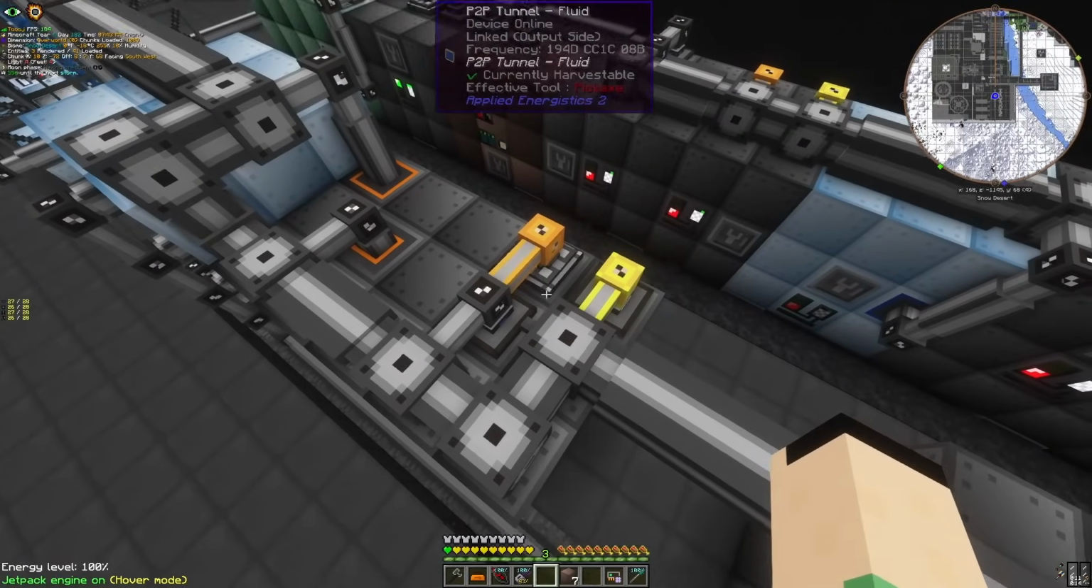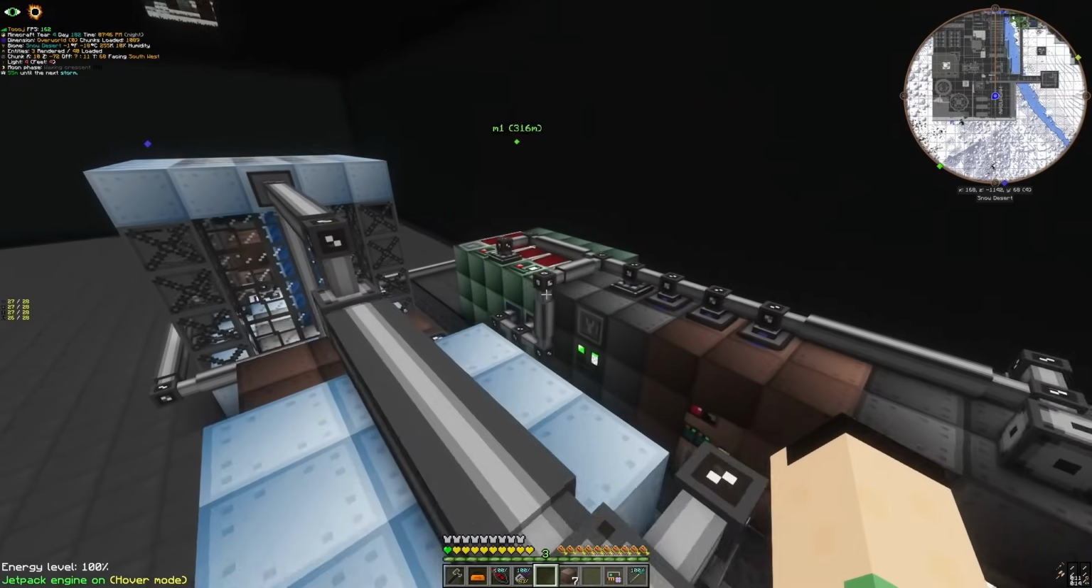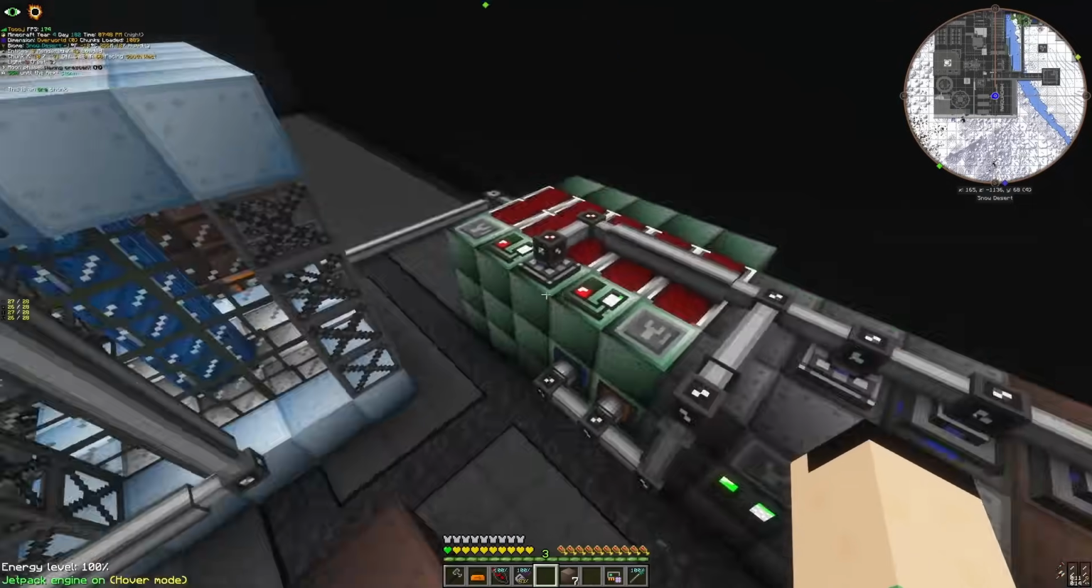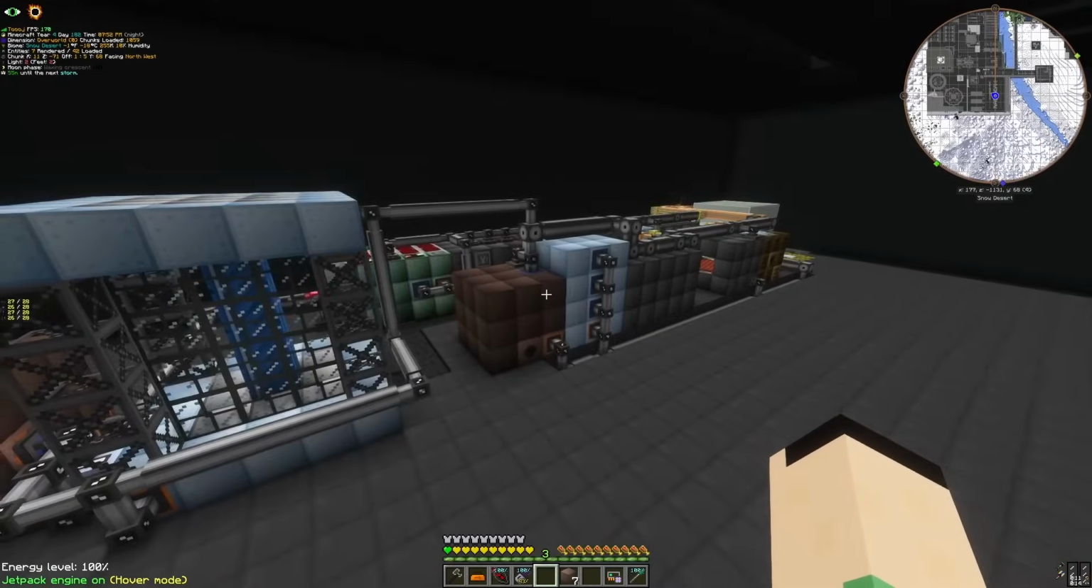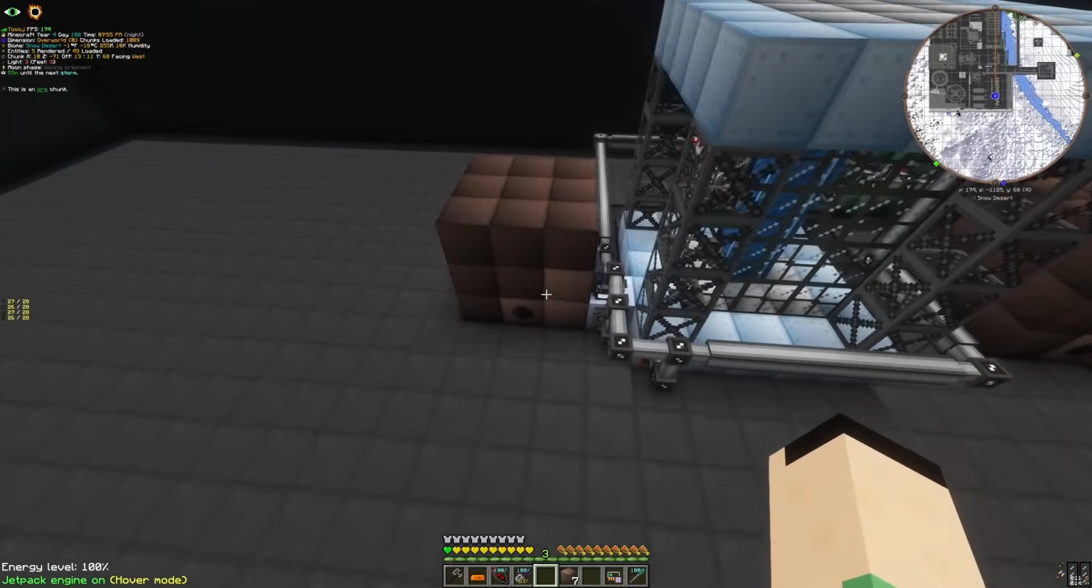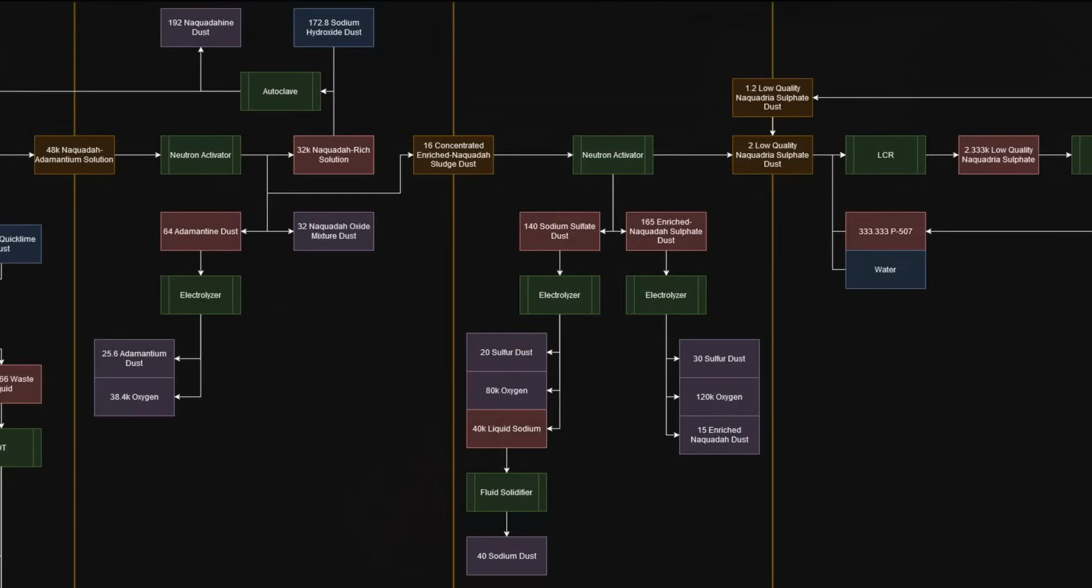I'm using a P2P and not a fluid storage bus for a similar reason to the hydrofluoric acid back here. There's going to be another P507 loop later on, and I don't want them to mix. At this point, I have pretty much reached my goal, which was to get Naquadah, because the Naquadah can be turned into Naquadah ingots. I figured I may as well finish this off, just because why not?